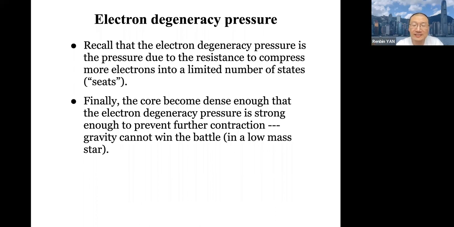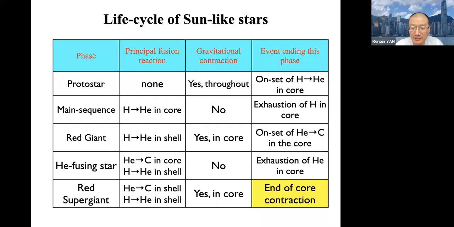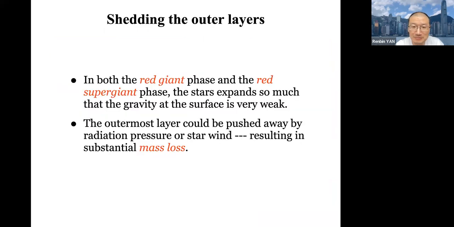So for our sun, the mass of the sun is not sufficient for its carbon core to reach 600 million Kelvin, so that we cannot start carbon fusion in the center of the star. So the end of this is just the end of core contraction. So what will happen next?